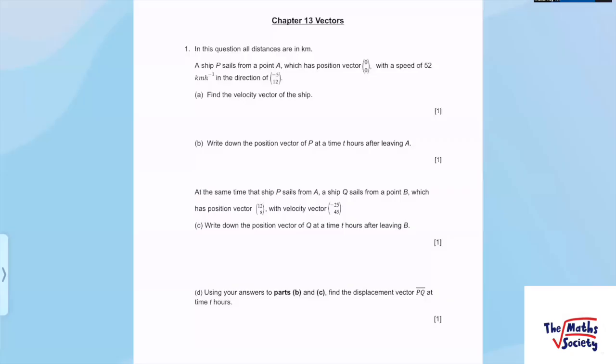So this week we'll be continuing on to do chapter 13 past paper questions, which is vectors. So let's get straight into it. Okay, so now on to our very first question. It says that in this question, all distances are in kilometers.